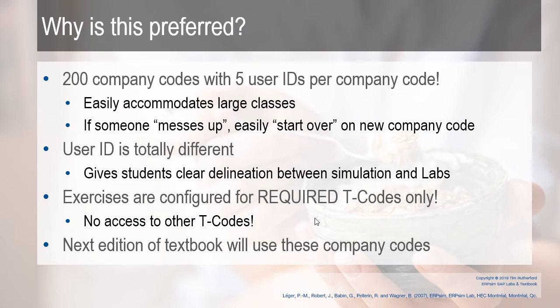However, there are some drawbacks, and the preferred reasons for it are also some of the drawbacks of using the textbook. You have 200 company codes with 5 user IDs per company code. This easily accommodates a large class. It also gives you, and I have this from time to time, a student who has messed things up so much in lab 1 that they just want to start over. Well, when you only have 26 company codes, that's not really an option. Now, 200 company codes? Hey, how many would you like? You want to do this 5 times? Go for it. The other nice part about it, but also a drawback, is that the user ID is totally different.